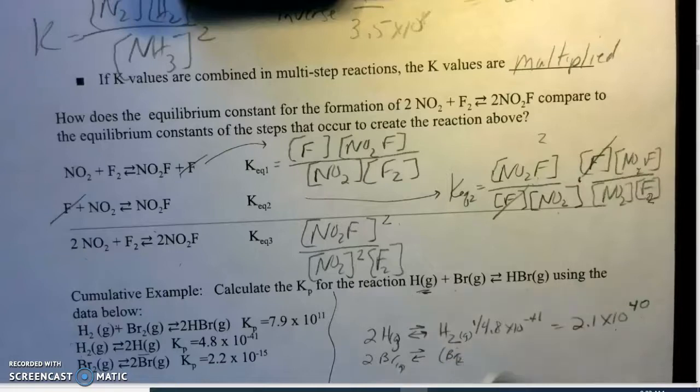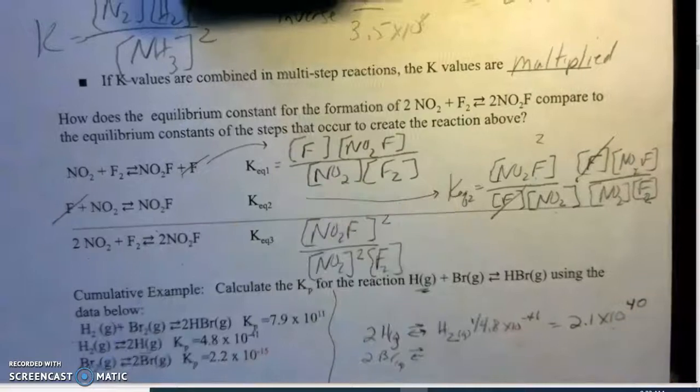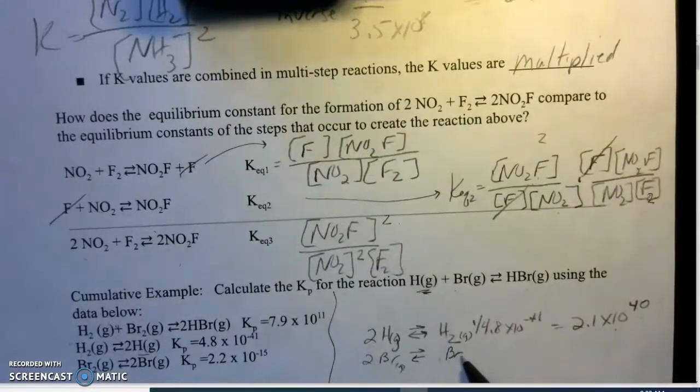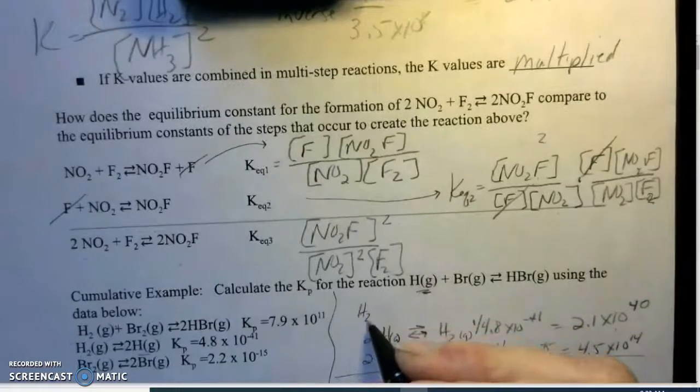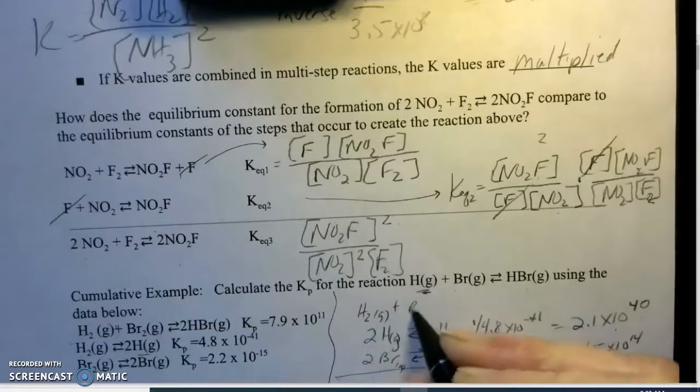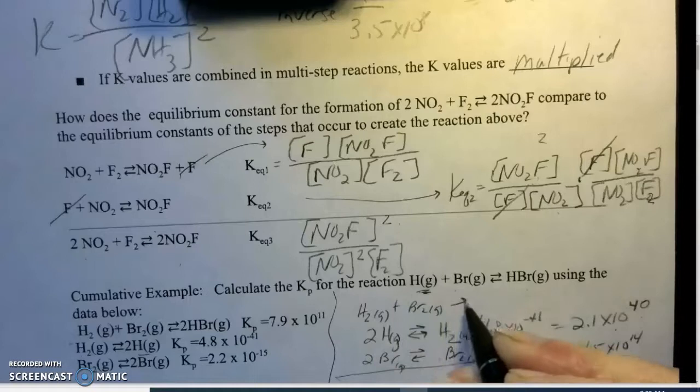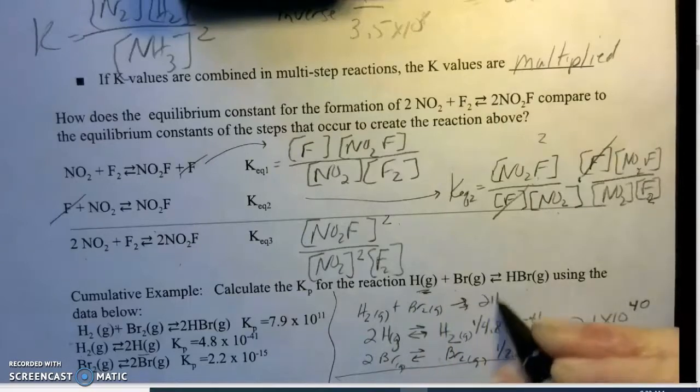Oops. Get ahead of myself here. I can think faster than I'm writing. Br2 gas. So I'm going to do 1 over 2.2 times 10 to the negative 15th, and that's going to be 4.5 times 10 to the 14th. Okay. And then I have my H2 gas plus Br2 gas yields 2 HBr.